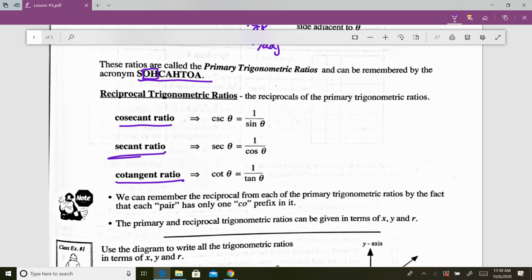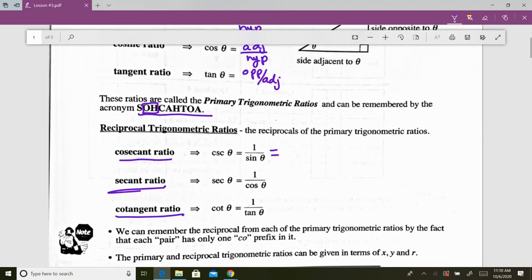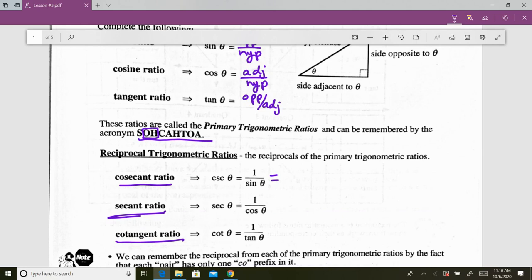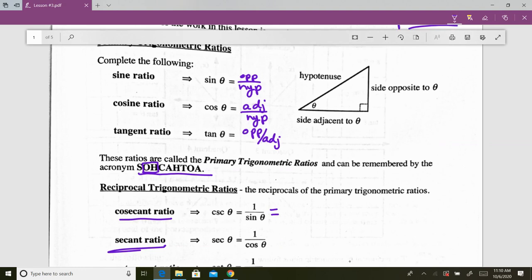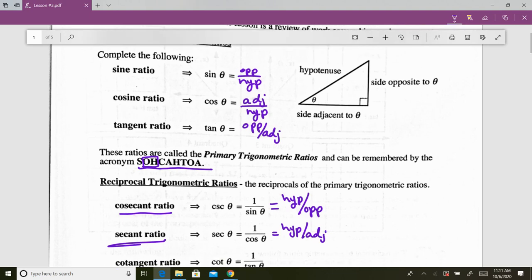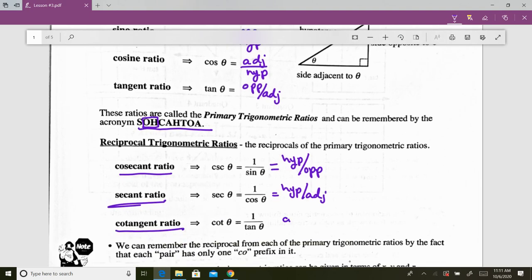Okay. So what side over what side is 1 over the sine? This cosecant ratio. Basically, you just flip all these ones. So the cosecant, which is 1 over sine, would be the hypotenuse over the opposite side. I'm just flipping the one from above. The secant, which is 1 over cosine, would be what over what? Hypotenuse over adjacent. And the cotan would be the adjacent over the opposite.